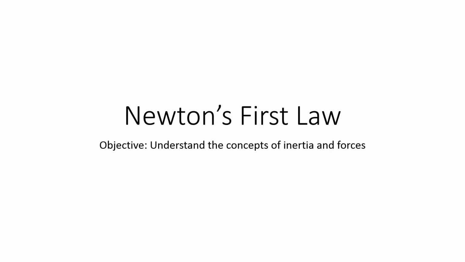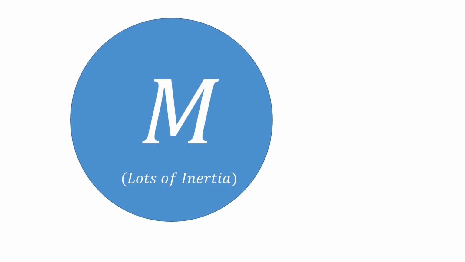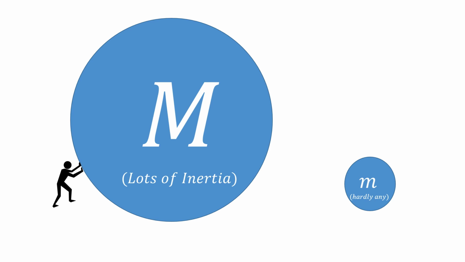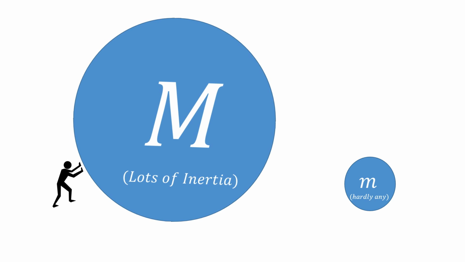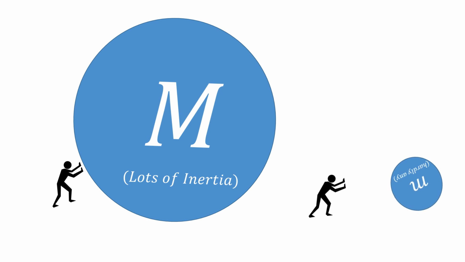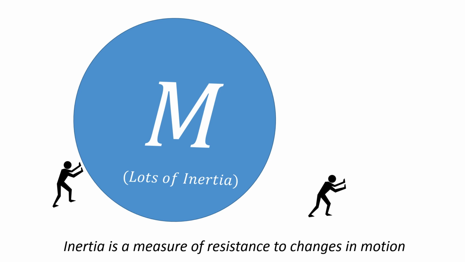The goal of this video is to understand the concepts of inertia and forces. In mechanics, inertia is often used interchangeably with mass. An object with a lot of mass has a lot of inertia, whereas an object with very little mass has very little inertia. As your intuition will correctly tell you, an object that has lots of inertia will be very difficult to move, whereas an object with hardly any inertia will move very easily. Thus, inertia is a measure of resistance to changes in motion.